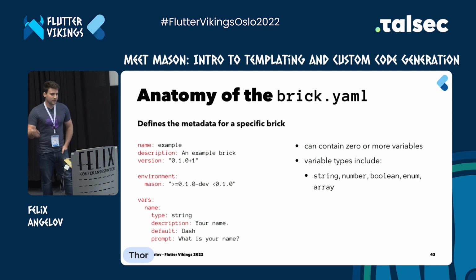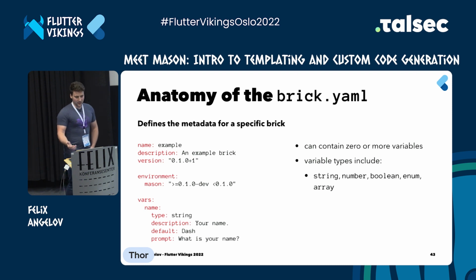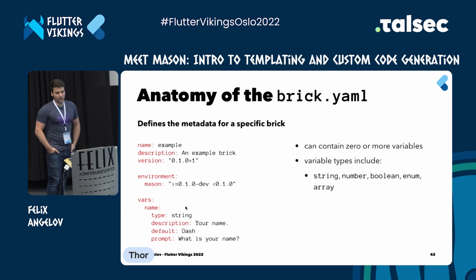And then vars. A template doesn't even need to have variables. It can have no variables if it's a static template. But you can also have as many variables as you want. The main thing that's required is the name of the variable and then the type. The available types currently are string, number, boolean, enum, and array.